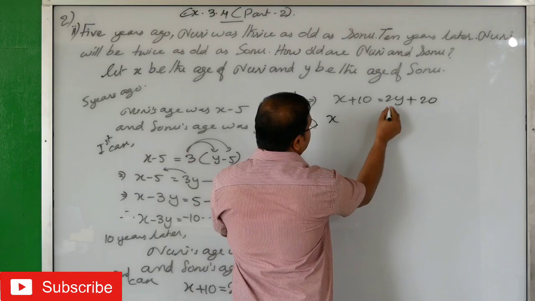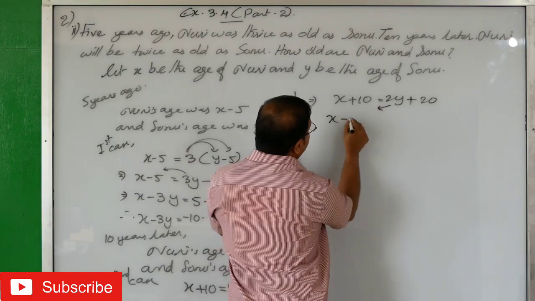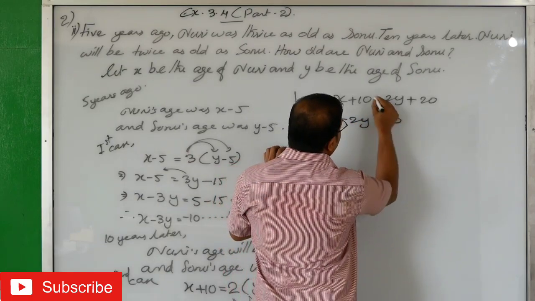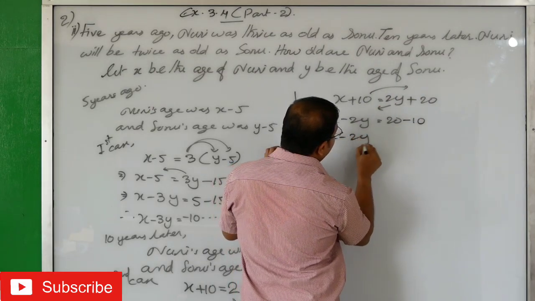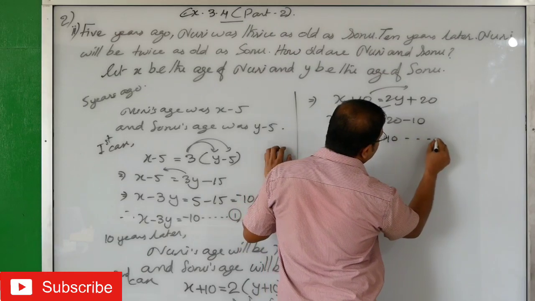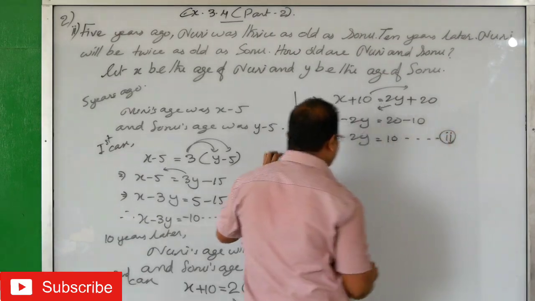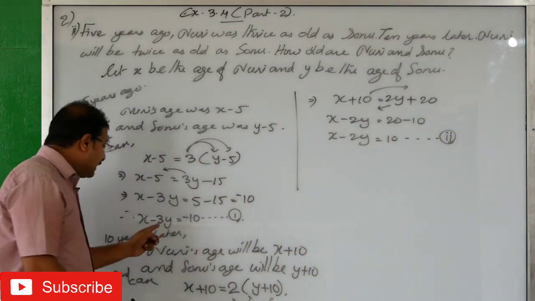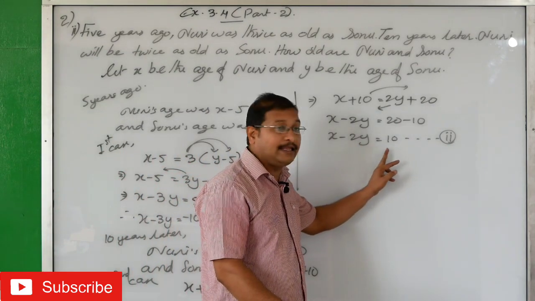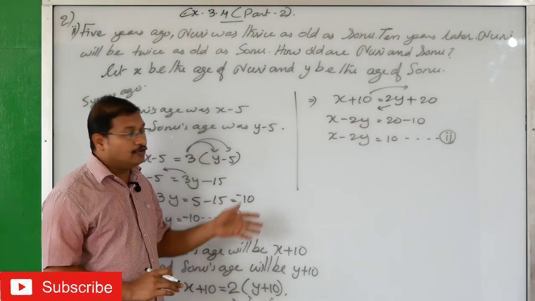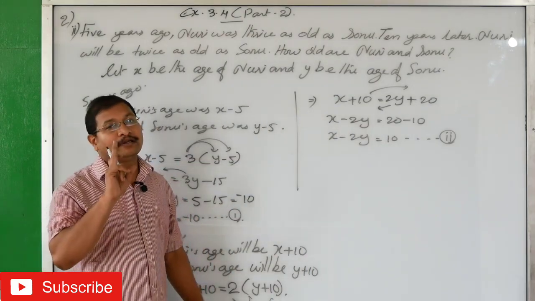Now x, this 2y will carry it next side. Minus 2y equals 20 is already here. 10 goes next side. Minus 10. That means x minus 2y equals 10. That is equation number 2. See now, first equation is x minus 3y equals minus 10. Second equation is x minus 2y equals 10. Now to solve this one, we are going to use elimination method.